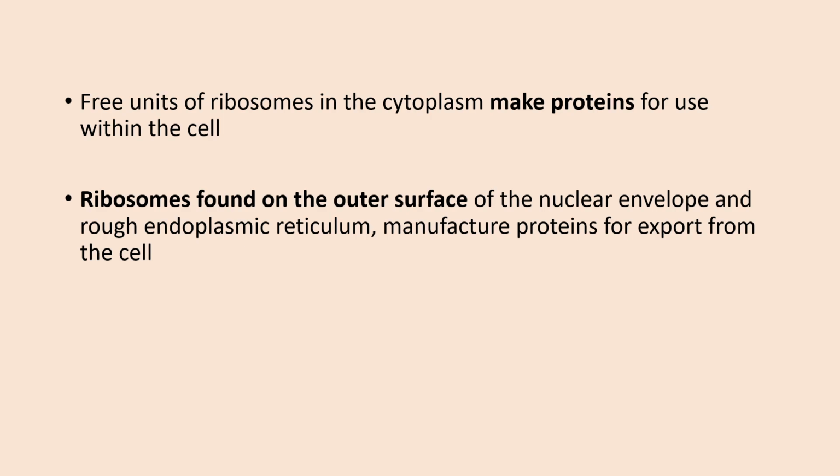Whenever the ribosomes are present on the rough endoplasmic reticulum or nuclear envelope, and when they synthesize protein, that protein will be exported out of the cell and utilized for other working processes. So the next organelle of the cell is endoplasmic reticulum.